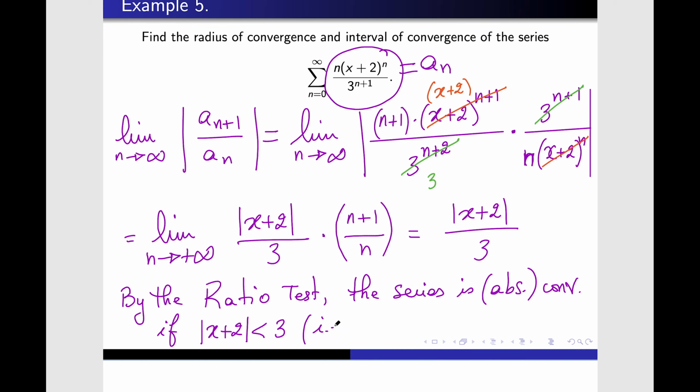That is to say that x plus 2 is between -3 and 3, correct? Which means that x is between, if you subtract 2 from all sides, -5 and 1. Yes? So for all these x, I have absolute convergence.